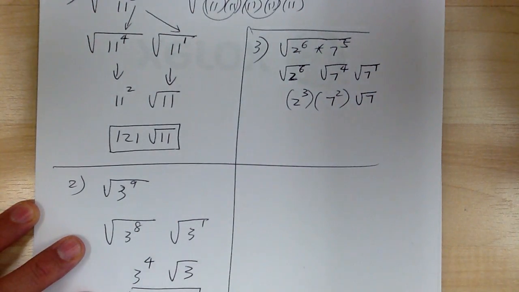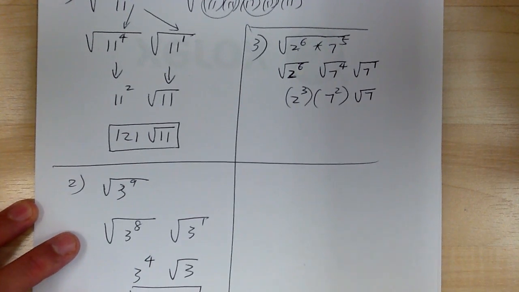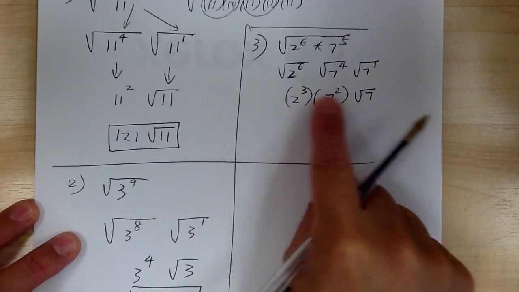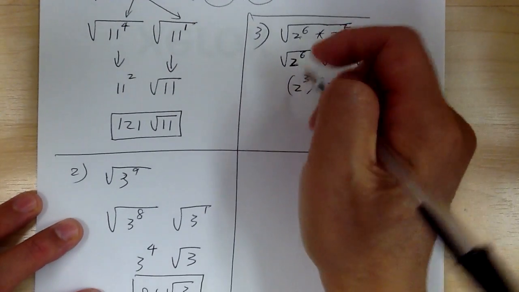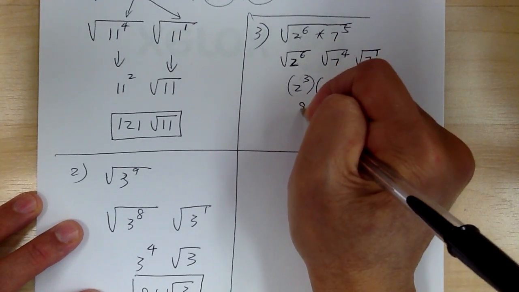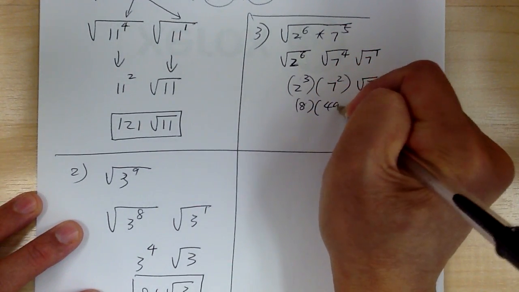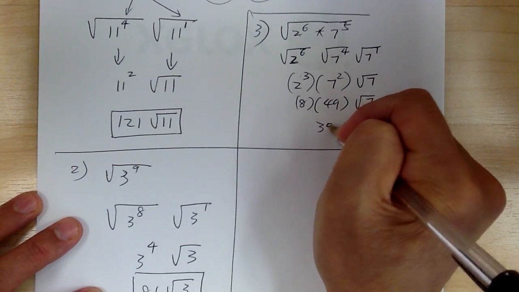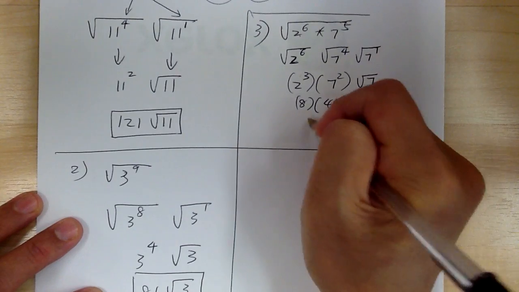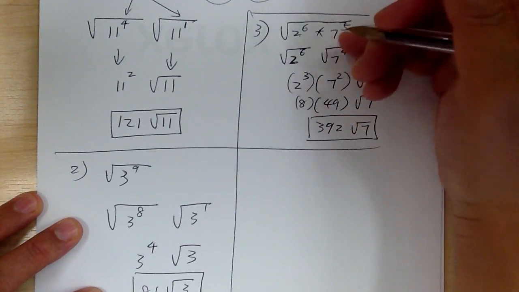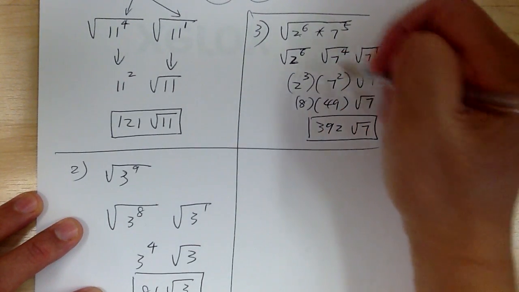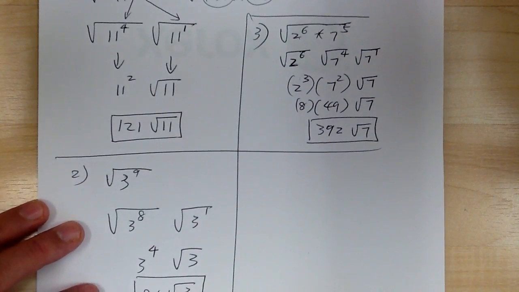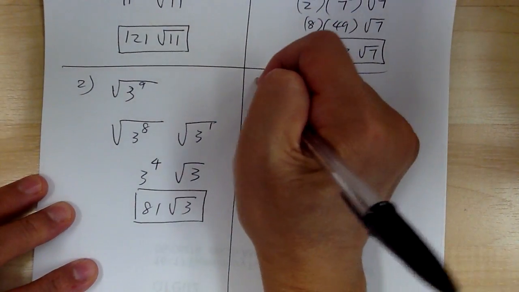Always put the square root on the back. Now you can multiply these things out. You can use your calculator. But before you do that, let's work this out. So this becomes 8. And this is 49. And then you work it out. So you get 392 square root of 7. And that's it. So you can go down step by step, simplifying as much as you can. Okay. Let's go to number 4.